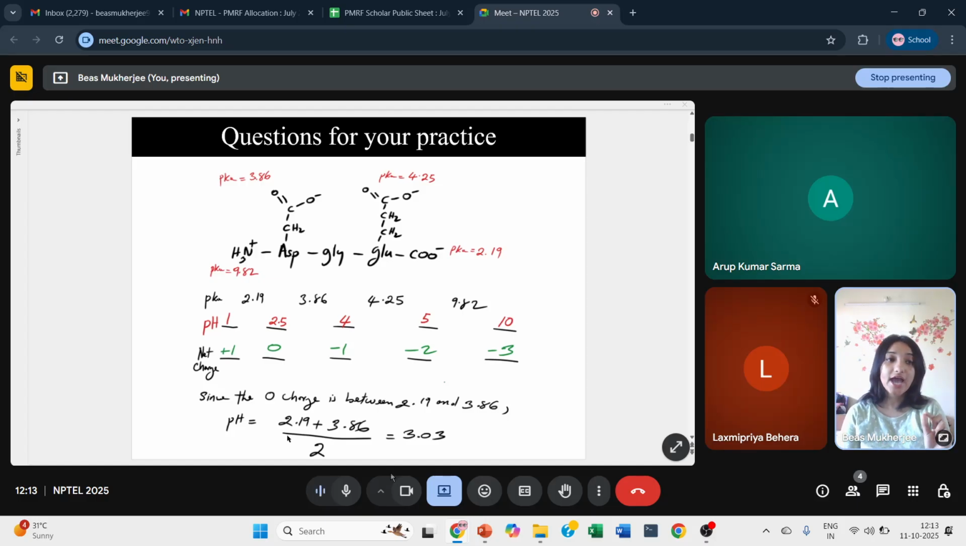Now the PI is calculated from the two pKa values on either side of the pH at which the net charge is 0. That means here you have to consider 2.19 and 3.86 for the PI calculation. So the PI is calculated using these two values. Okay, we'll move on.